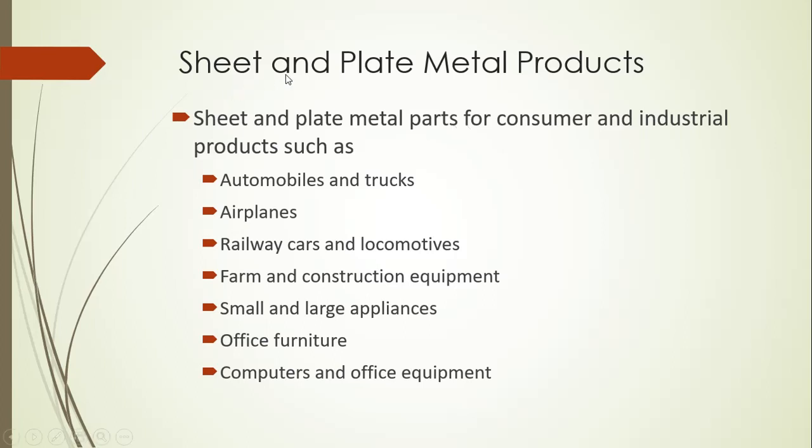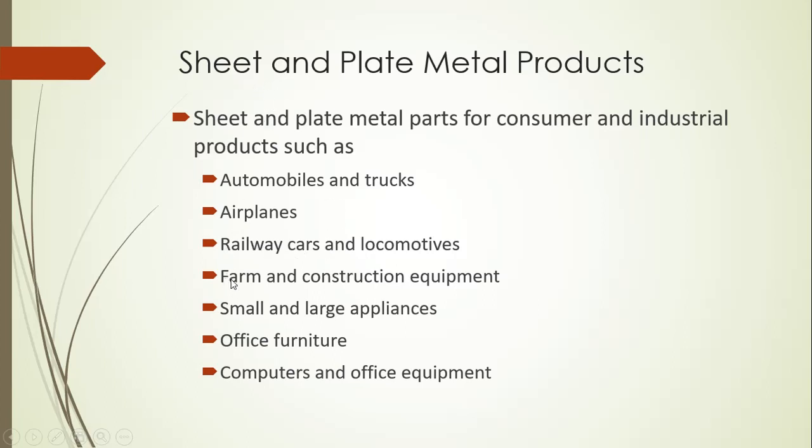Where can we use sheet and plate metal products, for consumers and industries? Products such as automobile and truck parts or bodies, aeroplanes, that is aerospace industries, where the body of the aeroplane or the different aerospace products is manufactured from sheet metal. Also railway bogies, railway cars and locomotives, and the body of our cars is manufactured using sheet metal.